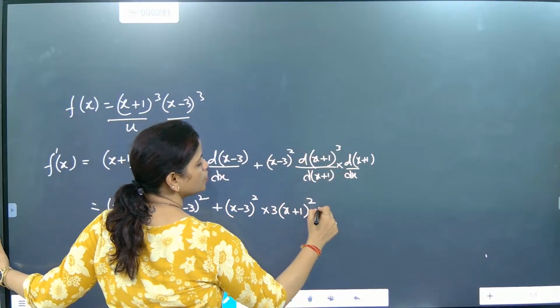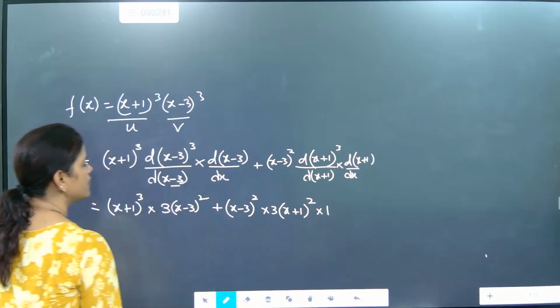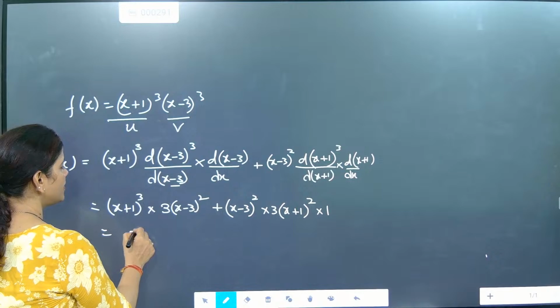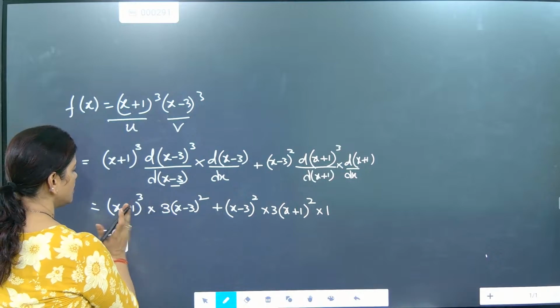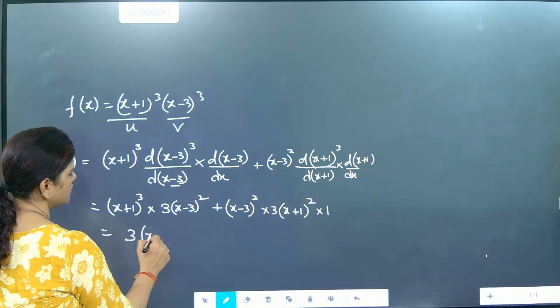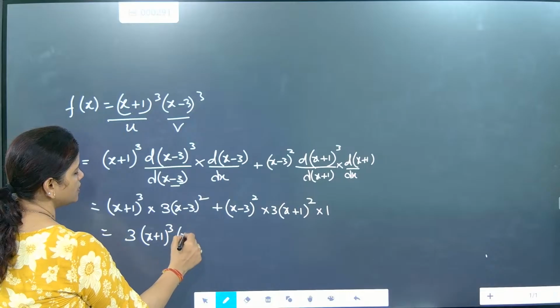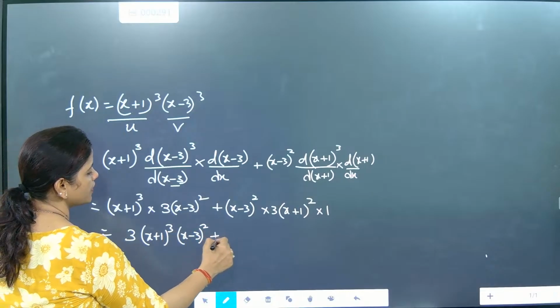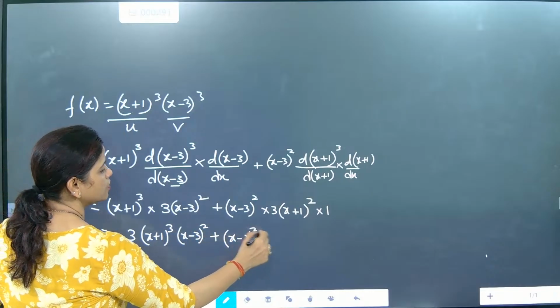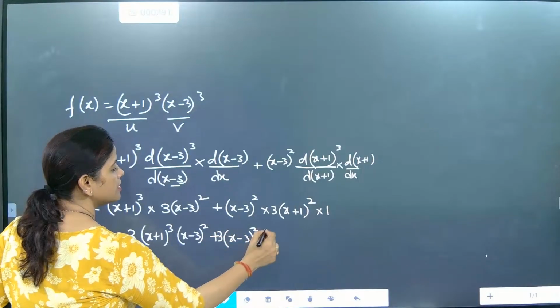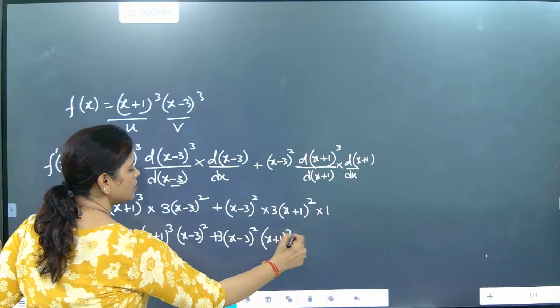3 will become what? 2, and differentiation of this will become 1. Till here done. So here, beta, it is coming, 3 will come out. Now check: 3 times (x plus 1) whole cube, (x minus 3) whole square. Here (x minus 3) whole square, 3 part is there, and (x plus 1) whole square.